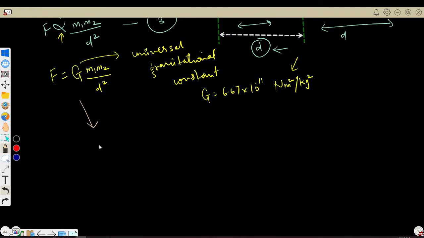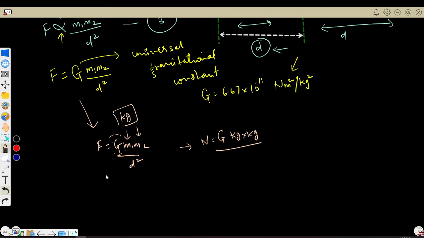Consider the same equation. We know force is equal to capital G into m1 m2 divided by d square. Now in this we know that the SI unit of force is Newton. We need to find the unit of capital G, so we will keep it as it is. And if you look at m1 and m2, these are two masses and mass is calculated in terms of kg. If I talk about SI unit, mass is calculated in kg. So G will be multiplied with kg into kg divided by.